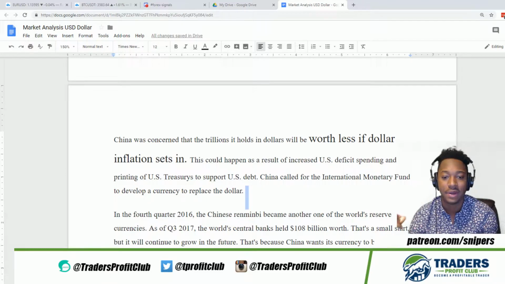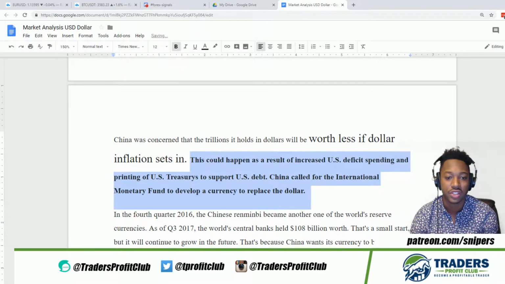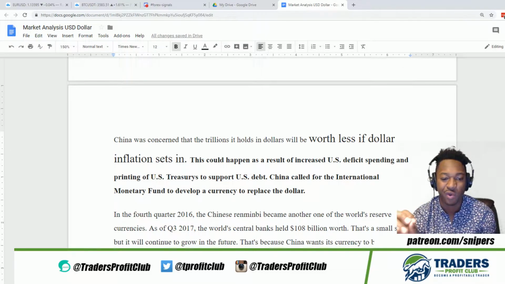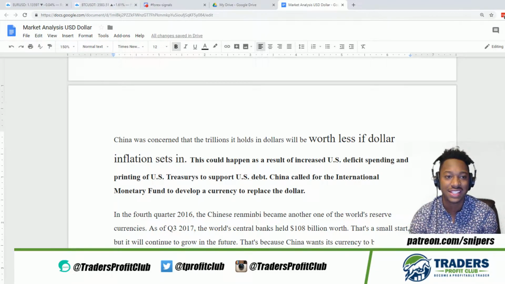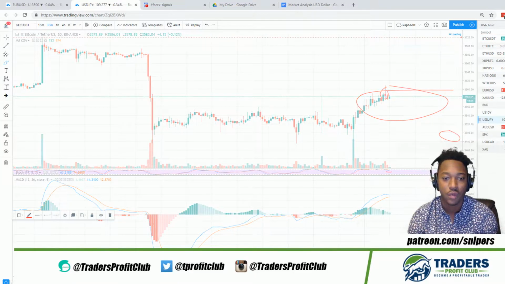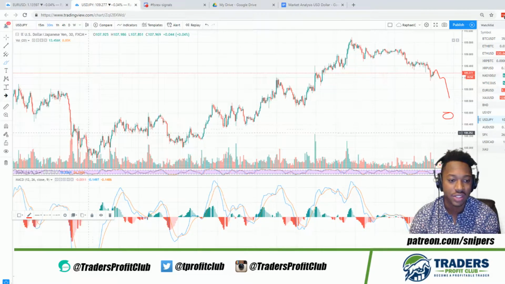This could happen as a result of increased U.S. deficit spending. I'm looking at this and I'm like, wow, this is literally what we were talking about earlier. Didn't we just talk about the $1 trillion deficit that we ran in 2012? Isn't that exactly how price got to where it is? If we look at the U.S. dollar against the Japanese yen, we can go back into 2012.